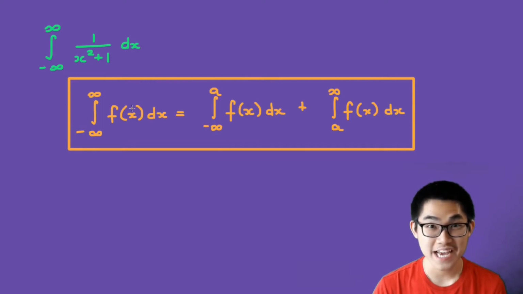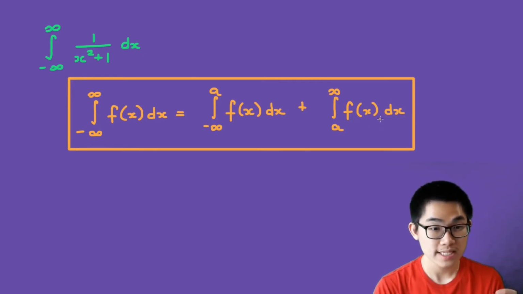How about the integral from negative infinity to positive infinity of 1 over x squared plus 1? Well, one formula you should know is that when you get something like this, you can always split up the integral into the integral from negative infinity to a, where a can be any number, plus the integral from a to infinity of f of x dx. So using this formula will really simplify your work and make you finish this faster.